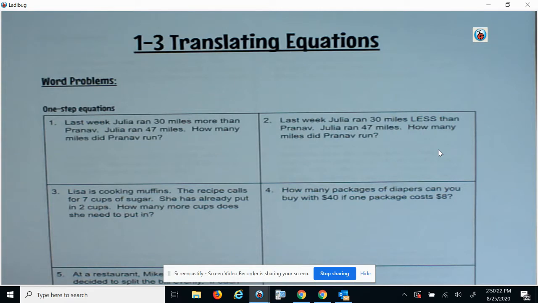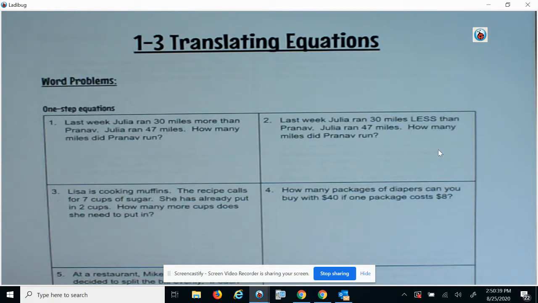Now, some of these problems that you're going to see today, you're going to say, well, I can solve that without an equation. Yes, you probably can, but I want you to get used to thinking algebraically and what it would look like as an equation. Okay, so we're going to go through.